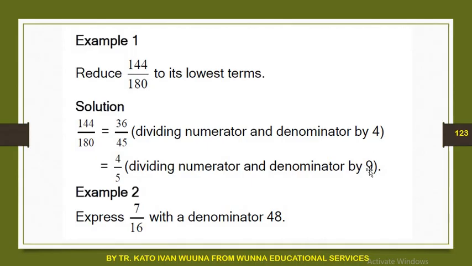And now I want you to try out. You divide 144 by 36, you must get 4. And if you divide 180 by 36, you must get 5.